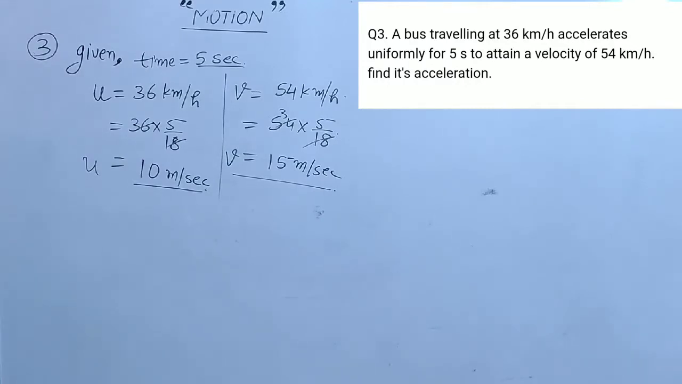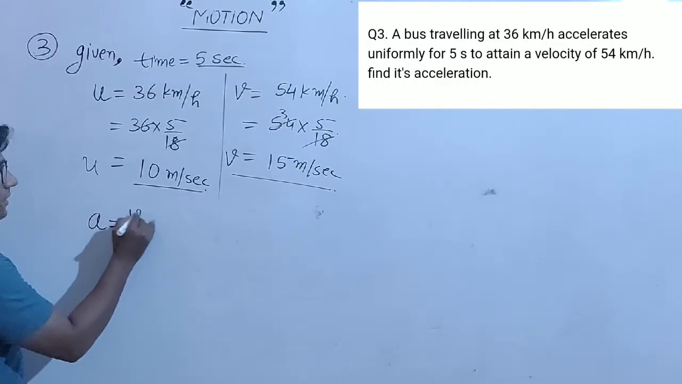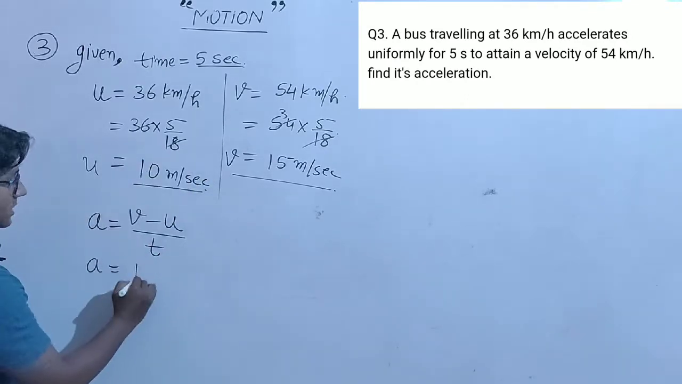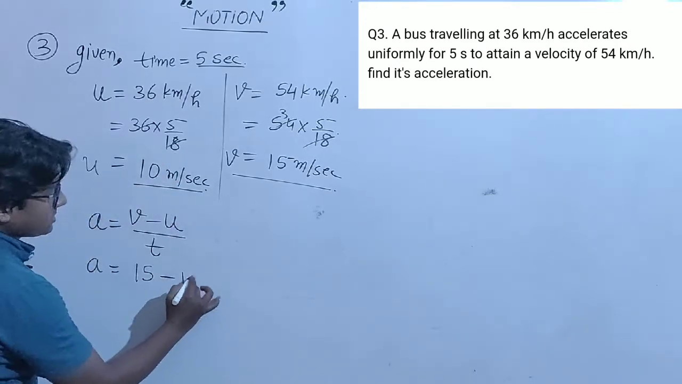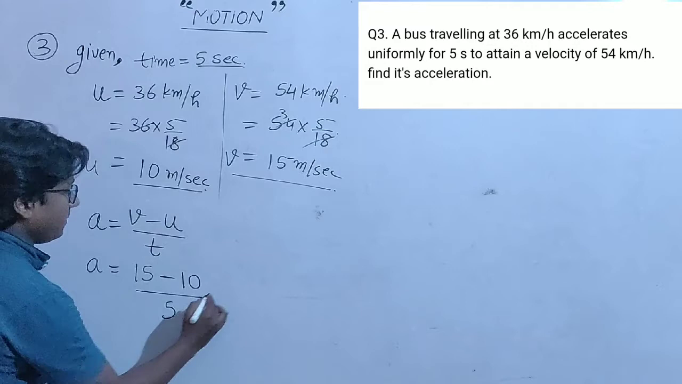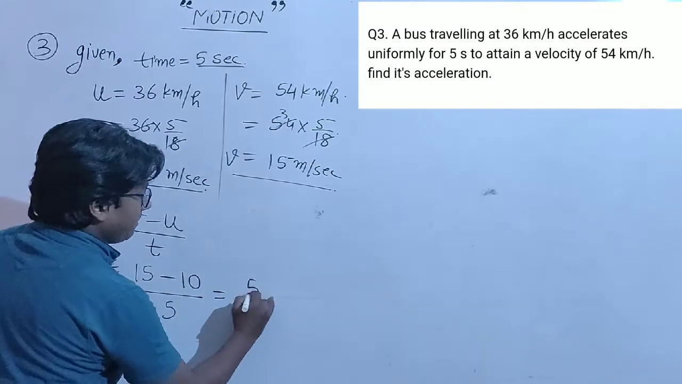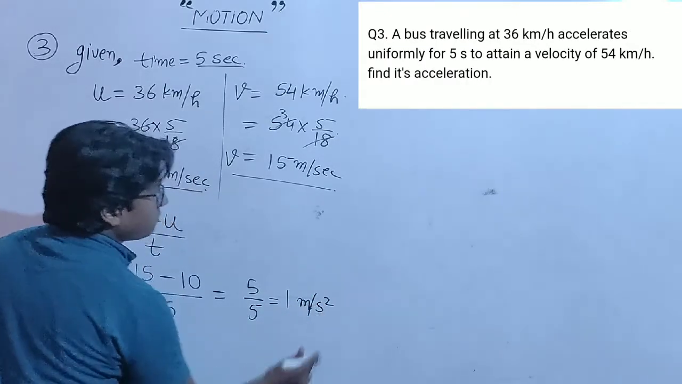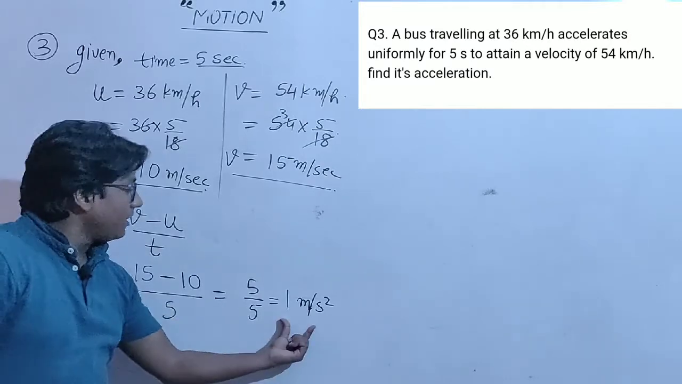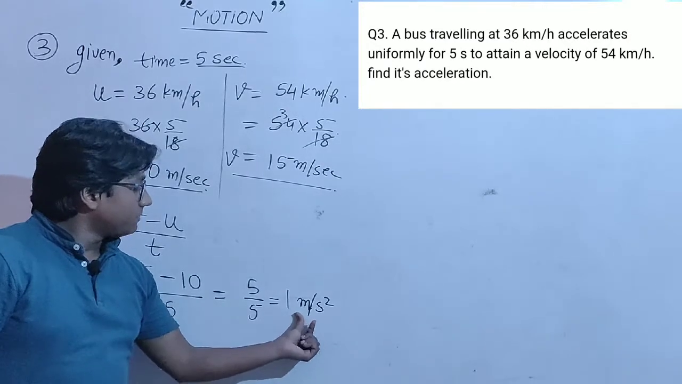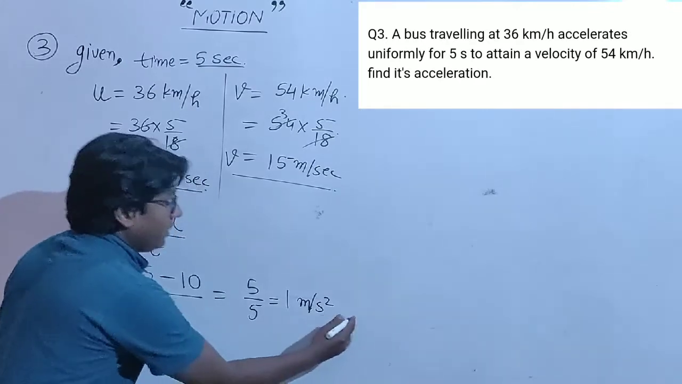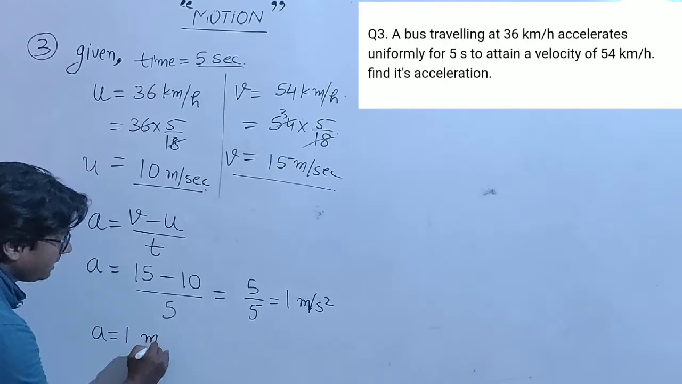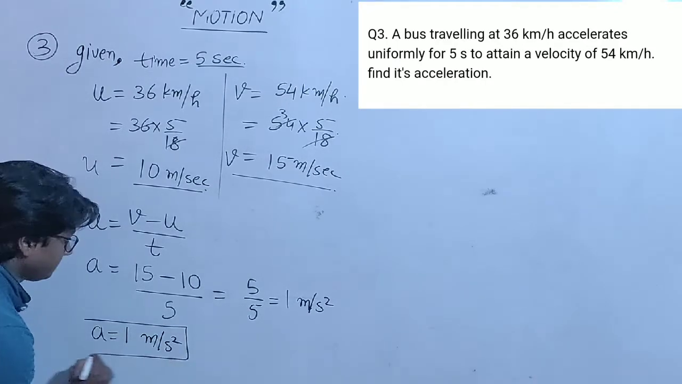Now we will apply our formula of acceleration. So acceleration is final velocity minus initial velocity upon time. So acceleration will be final velocity 15 minus initial velocity 10 and time is 5. Calculating this, 15 minus 10, that will be 5 by 5 and it will be 1 meter per second square. Dear student, on writing the answer, you have to learn very well how to write the unit of any quantity. So acceleration unit is meter per second square. So our answer will be 1 meter per second square.